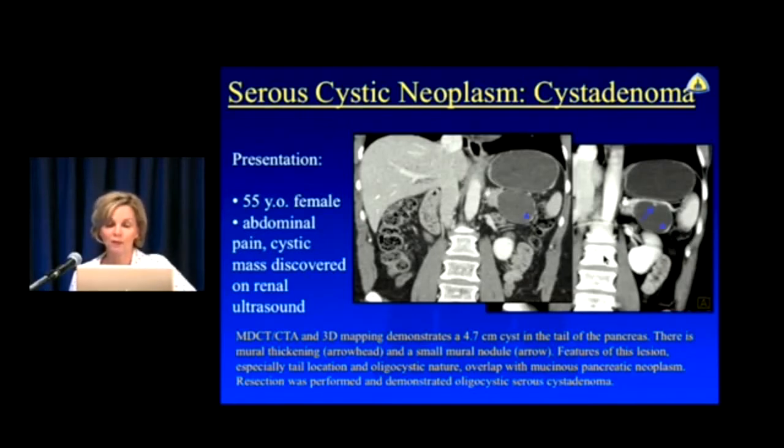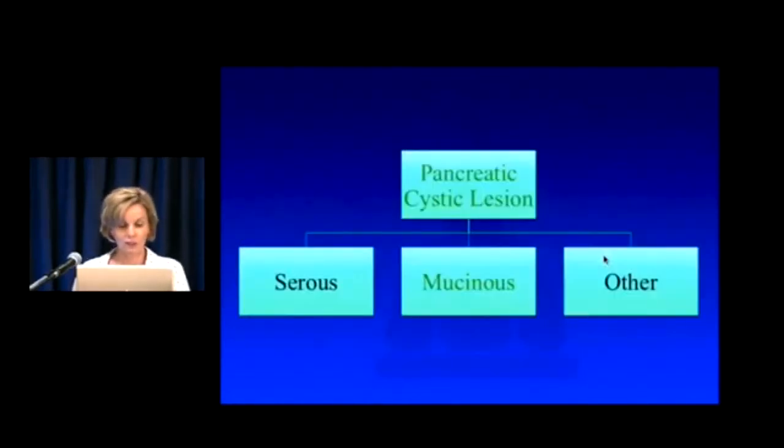So sometimes you're not going to be able to tell the difference. So then you would go and be the most conservative and say this could be a mucinous cystic tumor or an oligocystic serous cystadenoma, and assuming the patient is healthy and can undergo surgery, these patients you would want to resect. Okay, so we discussed the serous part.